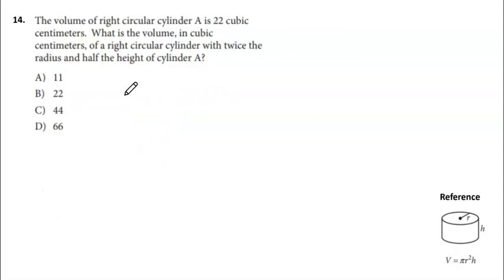Question number 14 says the volume of a right circular cylinder A is 22 cubic centimeters. What is the volume in cubic centimeters of a right circular cylinder with twice the radius and half the height of cylinder A? So there's a cylinder, right? Cylinder is like a kind of tin tomato or a kind of milk, right?